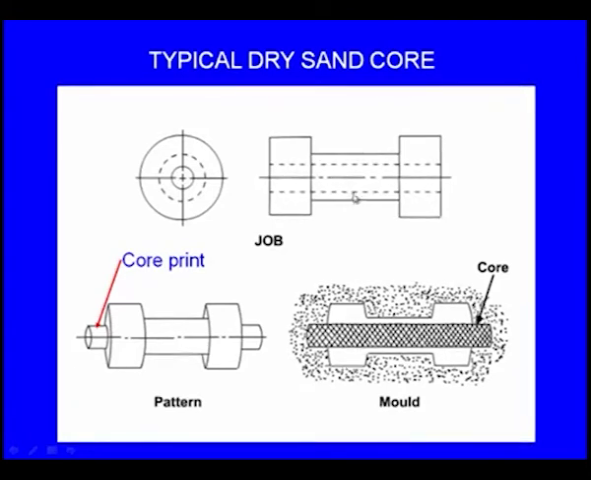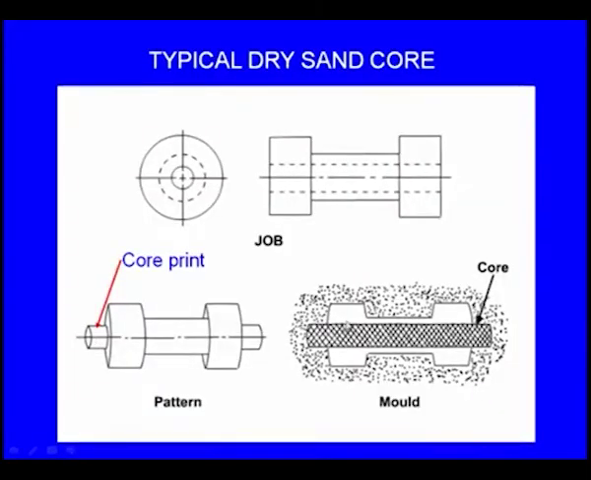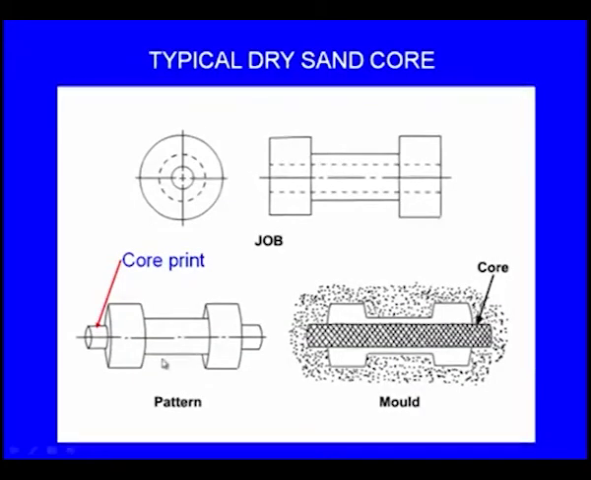Now, why are there projections here? Because of these projections, an additional hole is created in the molding sand, or in the mold. You can see here, because of the presence of this projection, an extra hole is created on this side and an extra hole on this side. These two cavities are used to support the core. That is why we have made some modifications to the pattern. This extra projection is known as the core print. Core print means an extra projection on the pattern.